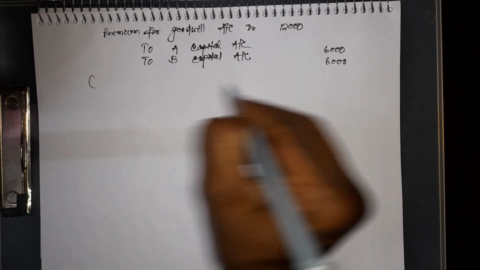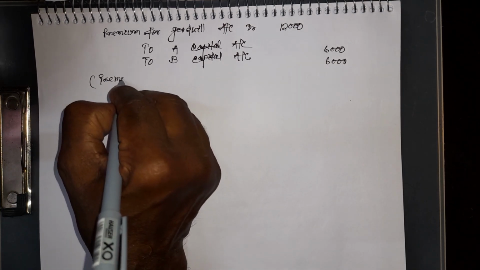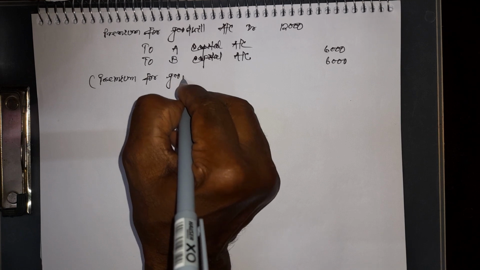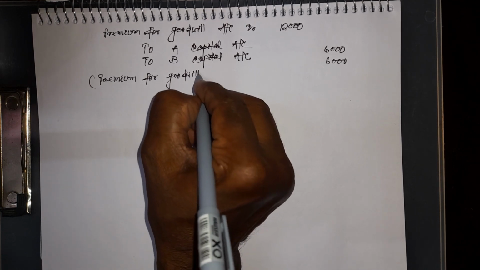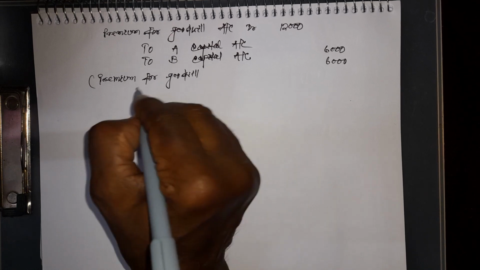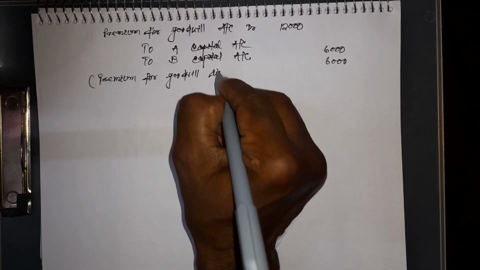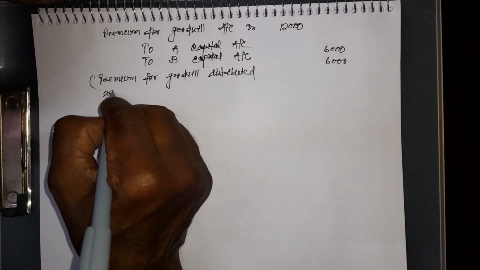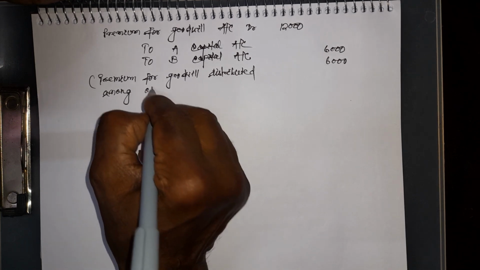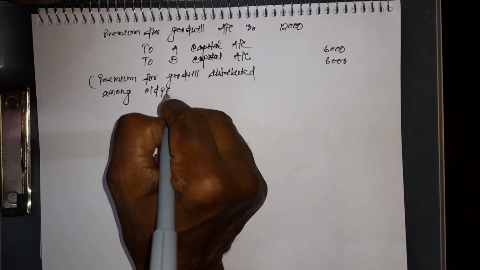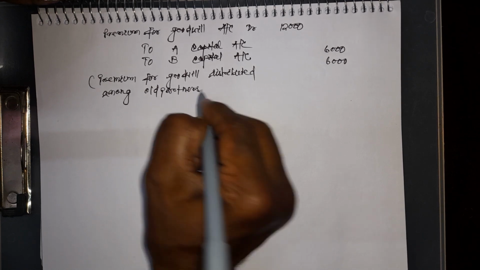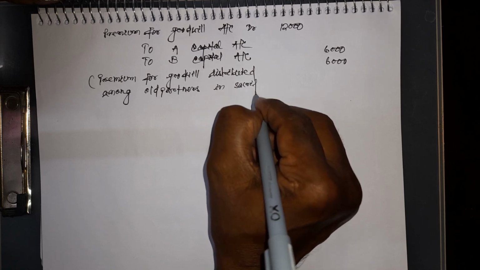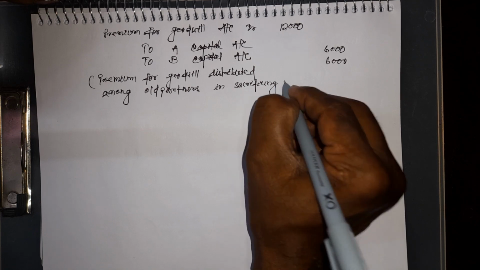So narration will be: premium for goodwill distributed among old partners, or sacrificing partners, in sacrificing ratio.